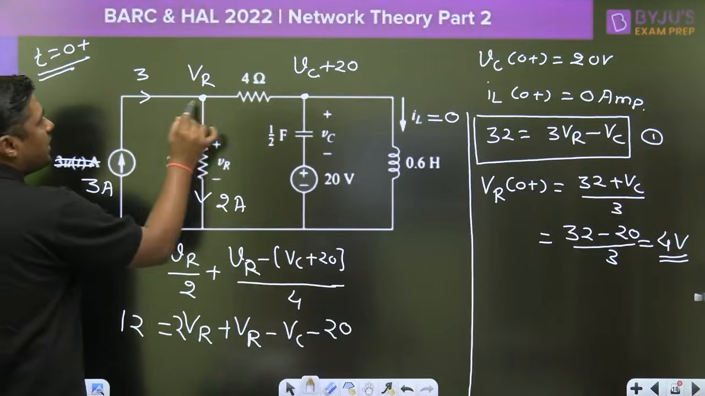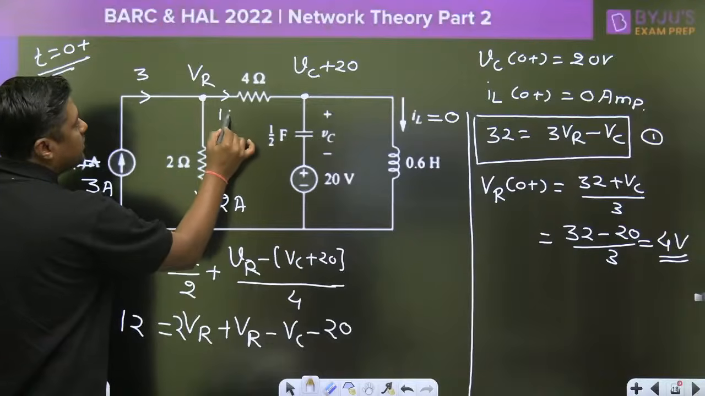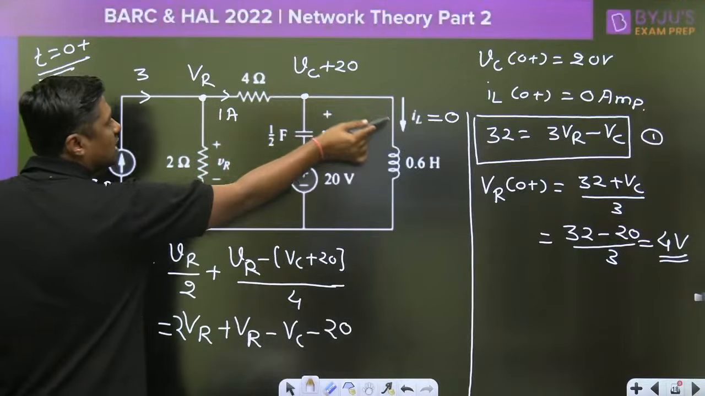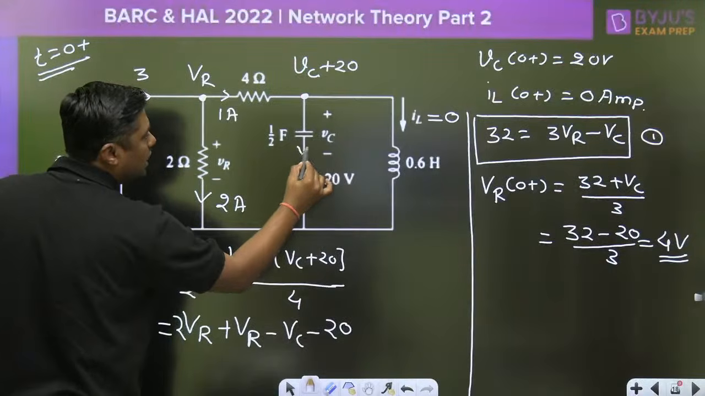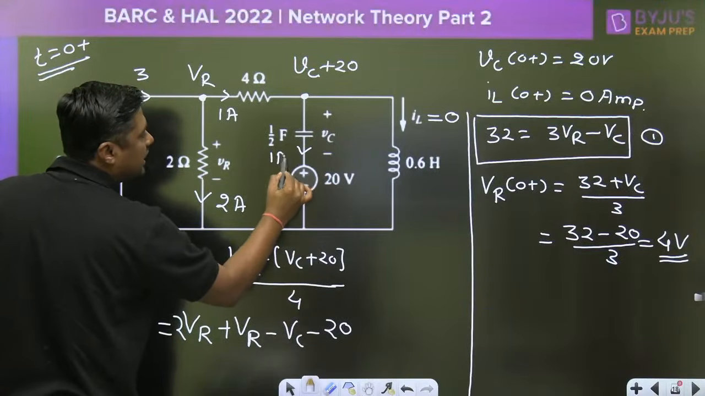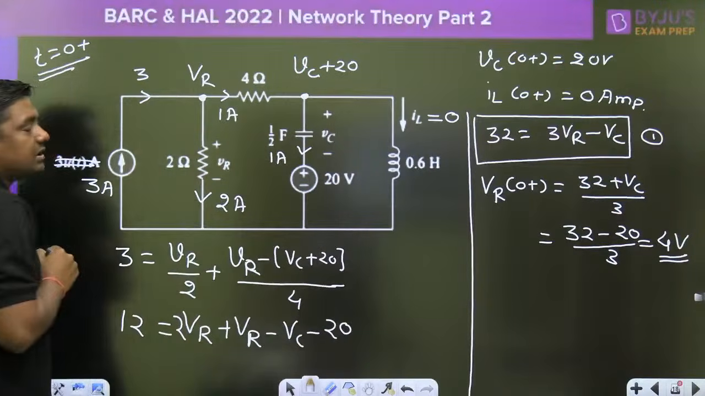Now this is the 3 ampere current. So what is the current here? 1 ampere. What is the initial current through the inductor? 0, and that's why this 1 ampere current will flow through the capacitor. 1 ampere is the initial current through the capacitor.